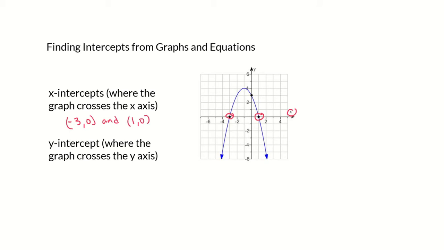The y-intercept is where this graph crosses the y-axis, which is right here. So this is the y-axis, so that point is (0, 3). So this is how we locate the x and y intercepts on a graph. Now we'll look at the equations.